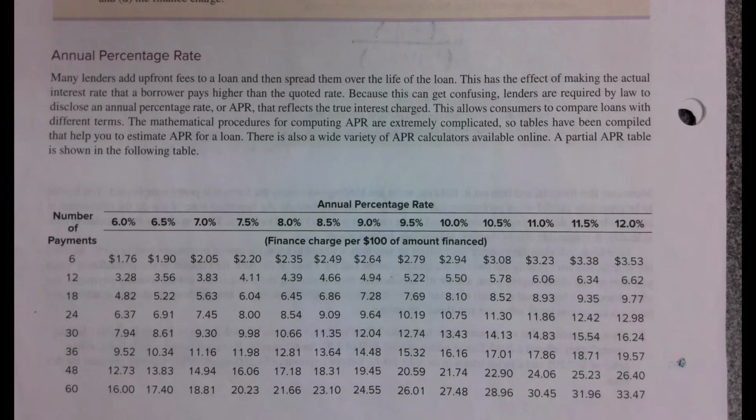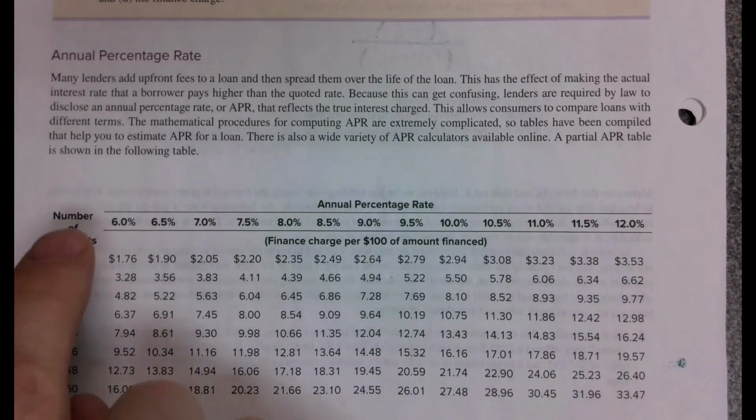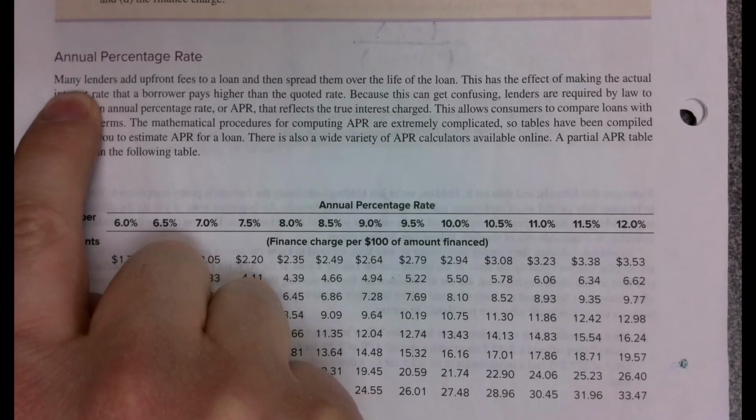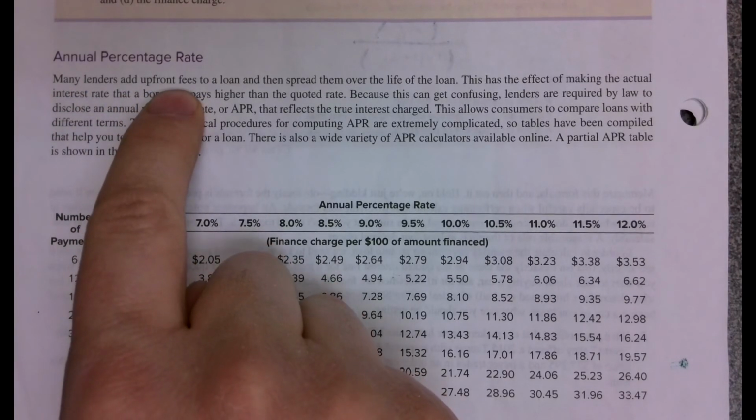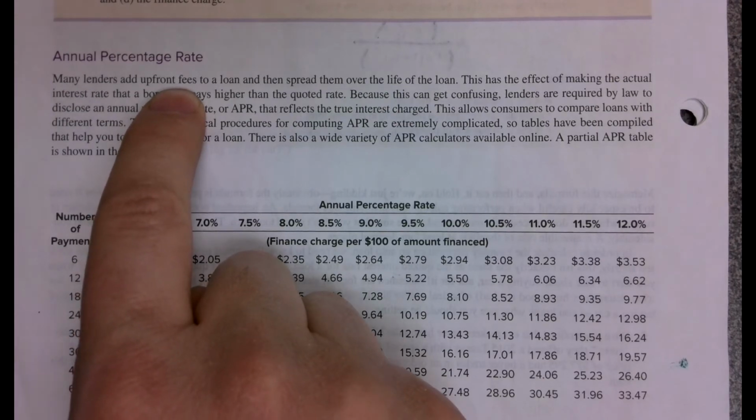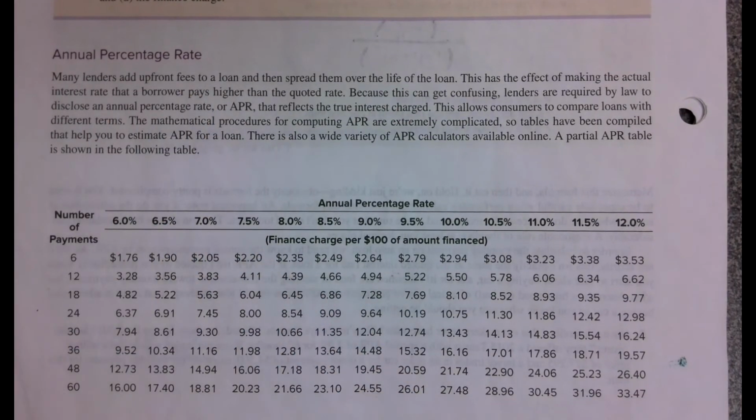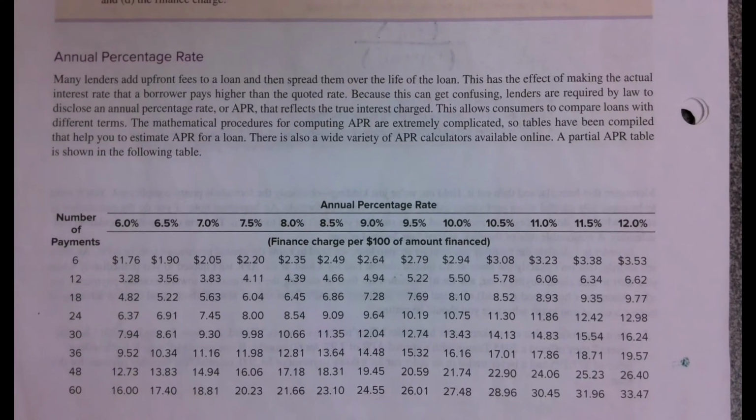So this next bit is a little bit confusing. If you look at what our author says, many lenders will add in upfront fees. That's like the cost to borrow the money. What they call origination fees if you're thinking about student loans. And then they spread that cost out over the lifetime of the car or the lifetime of the loan. So you're often paying more than what you're initially expecting to pay.